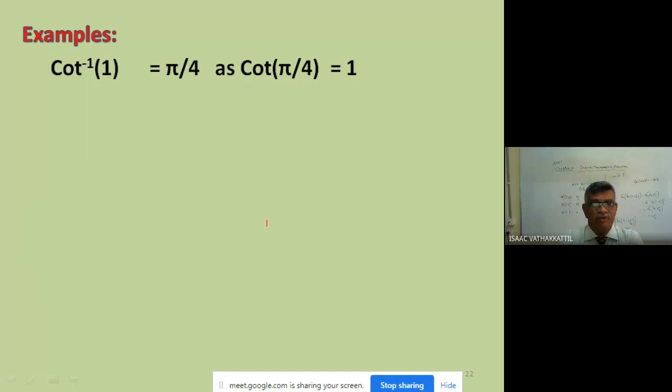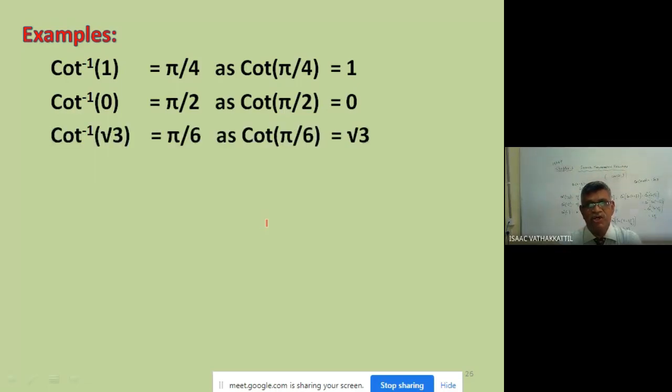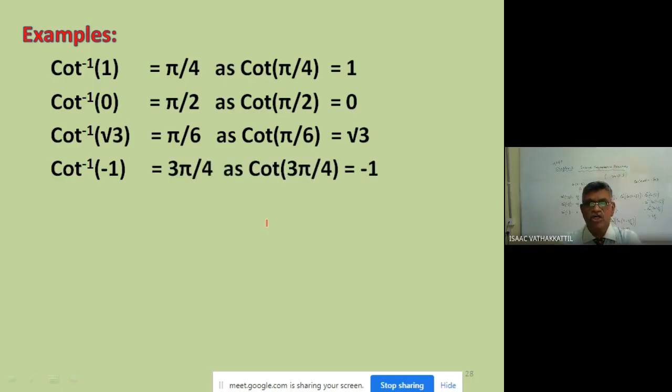Cot inverse 1 is pi by 4 because cot pi by 4 is 1. Cot inverse 0 is pi by 2 because cot pi by 2 is 0. Cot inverse root 3, you have to remember, is pi by 6 because cot pi by 6 is root 3. Cot inverse minus 1: can we somehow say minus pi by 4? Cot of minus pi by 4 is minus 1, correct, but minus pi by 4 is not in the principal domain. It will be 3 pi by 4, because only 3 pi by 4 is in the principal domain.